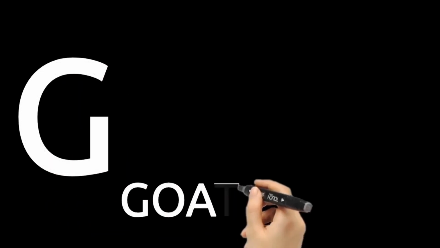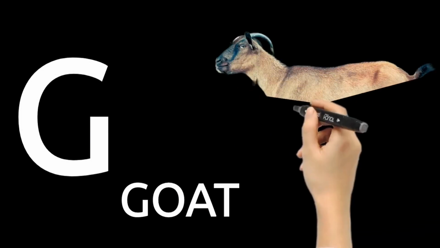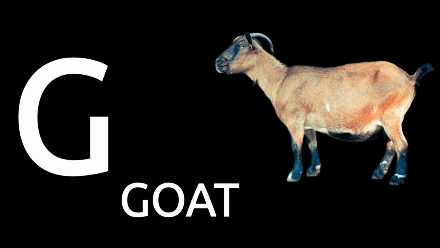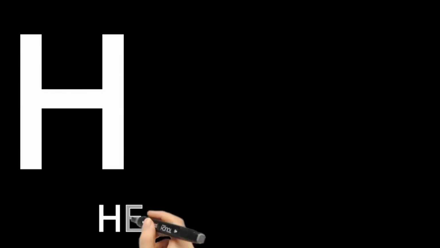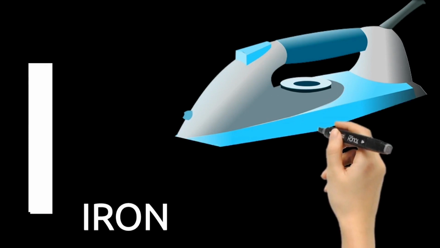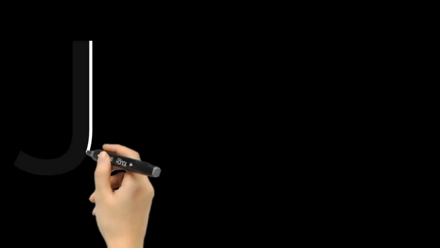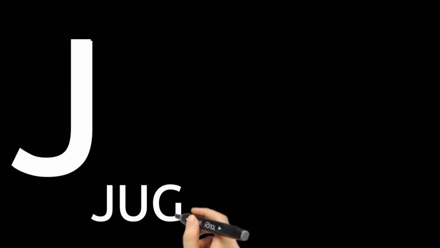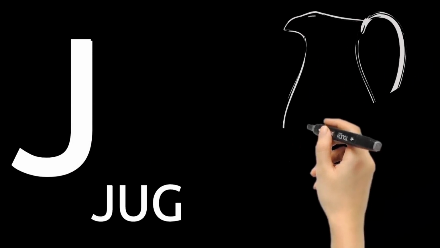G for goat. G O A T, goat. H for hen. H E N, hen. I for iron. I R O N, iron. J for jug. J U G, jug.